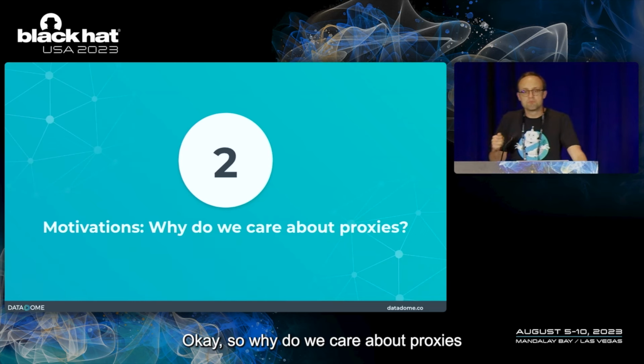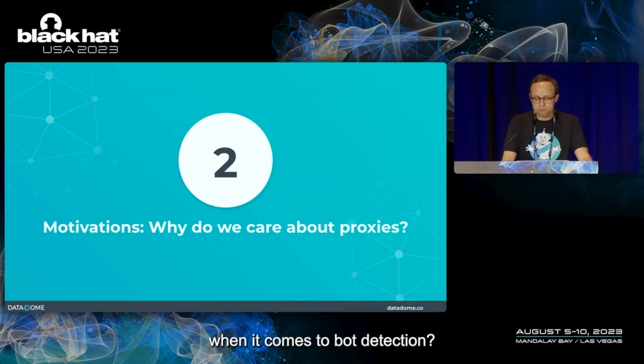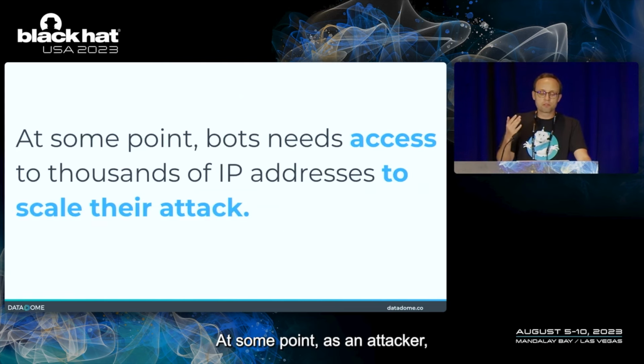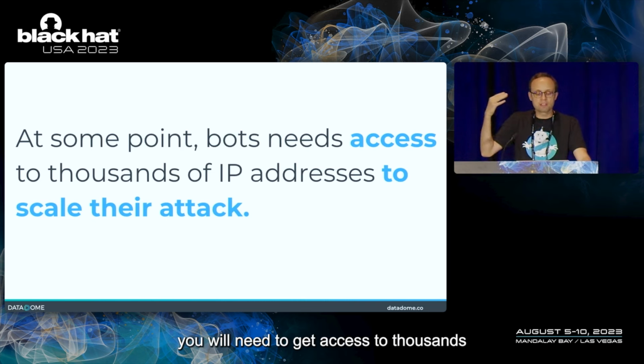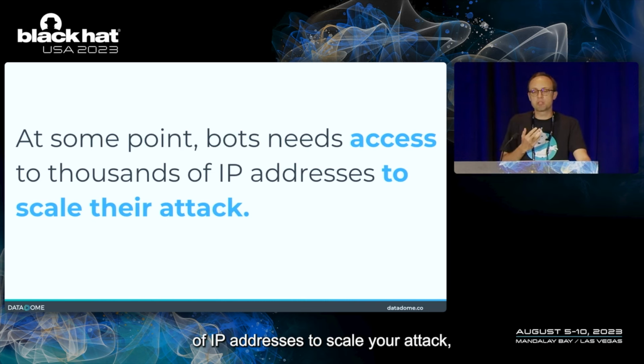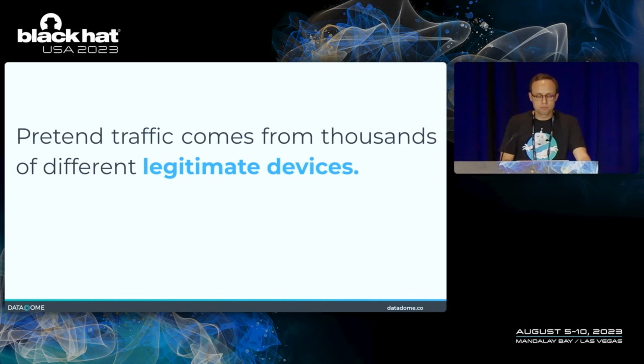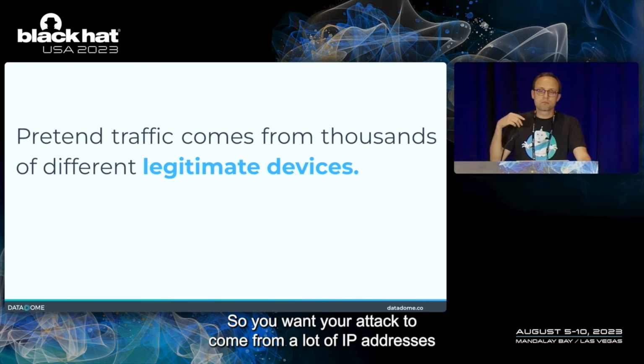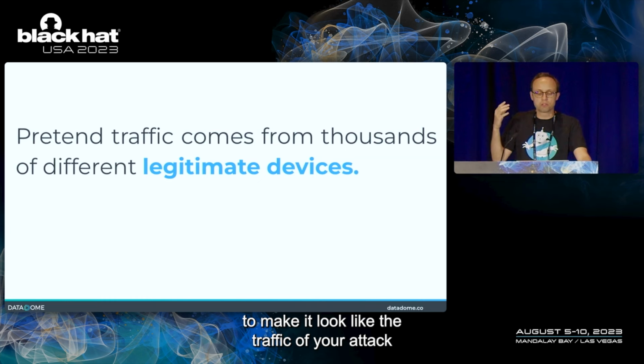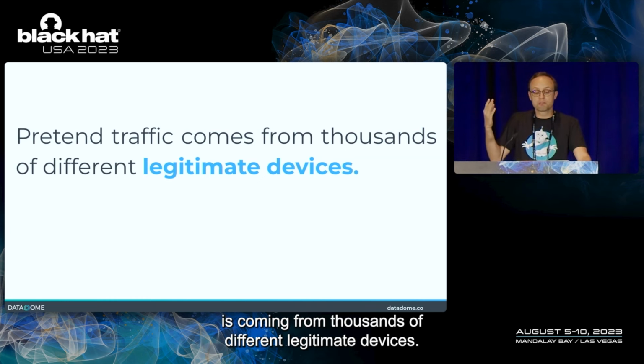Okay, so why do we care about proxies when it comes to bot detection? At some point, as an attacker, if you have a lot of bots, you will need access to thousands of IP addresses to scale your attack, because otherwise it will be easily detected. You want your attack to come from a lot of IP addresses to make it look like the traffic is coming from thousands of different legitimate devices.